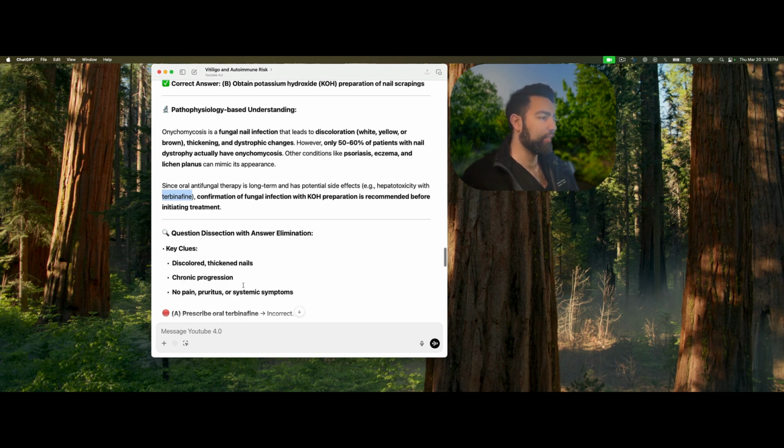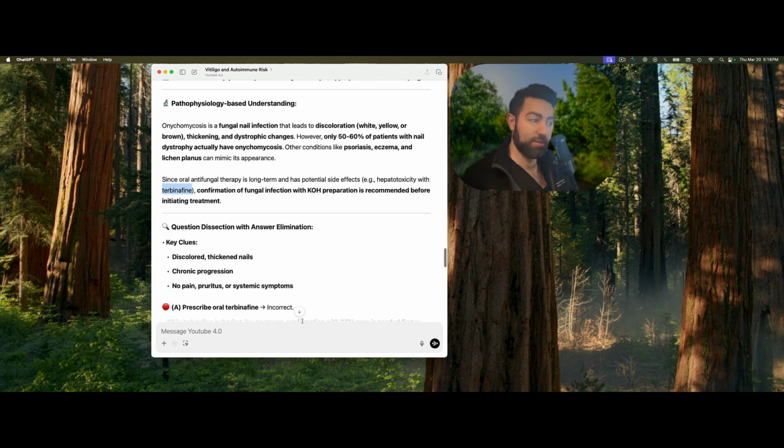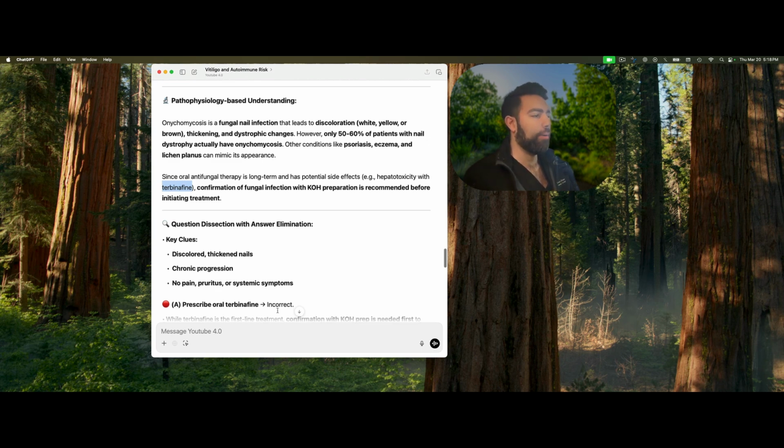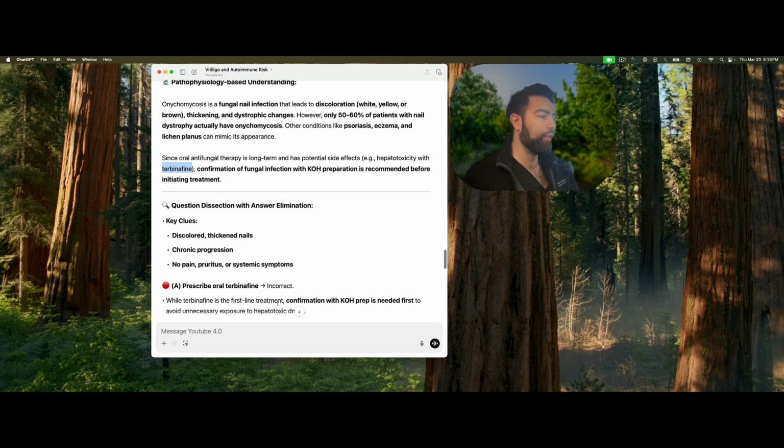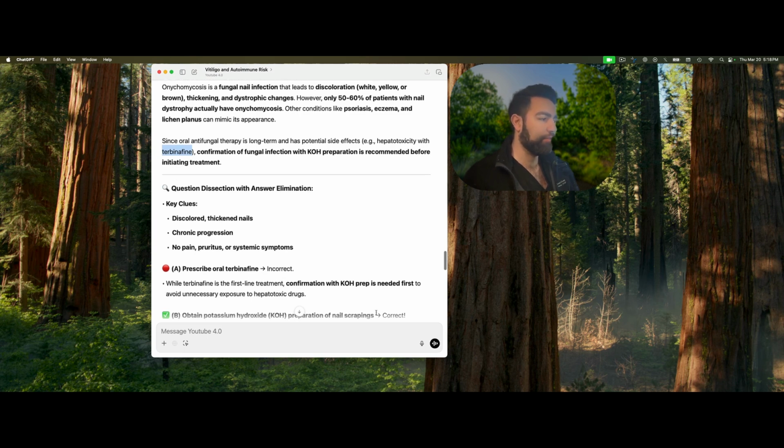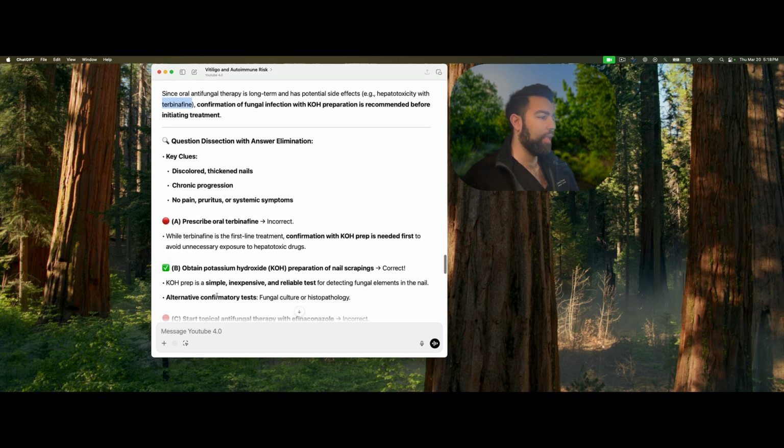You see the discolored thickened nails, the chronic nature, and again these kinds of fungal infections do not cause pain or pruritus or any sort of systemic symptoms. You prescribe the oral terbinafine, that would be wrong because you need to confirm before you do that. The KOH prep is the best way because it's simple, inexpensive, and a reliable test to detect these fungal elements in the nail.